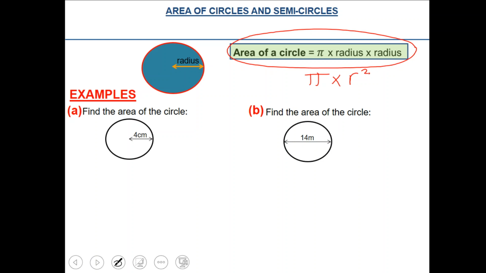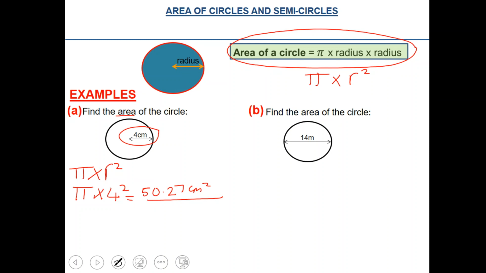Okay, so the first question, I will go through it step by step with you. We are given the radius, that's all we really need. We're given pi, all we do is pi times the radius squared. So we do pi times 4 squared, and the answer to 2 decimal places that you should get is 50.27 centimeters squared. Now the units are centimeters squared because the question says find the area.